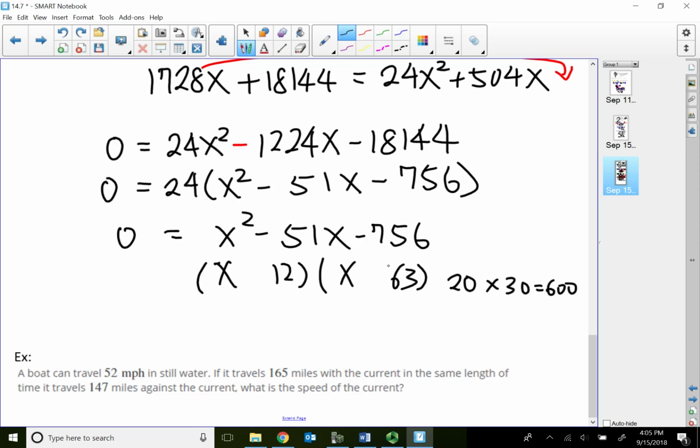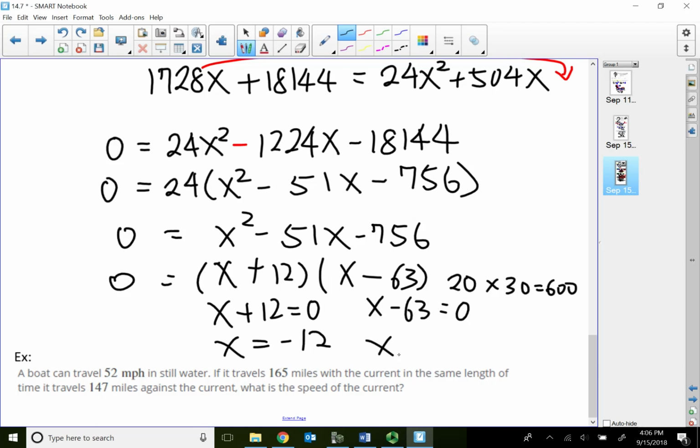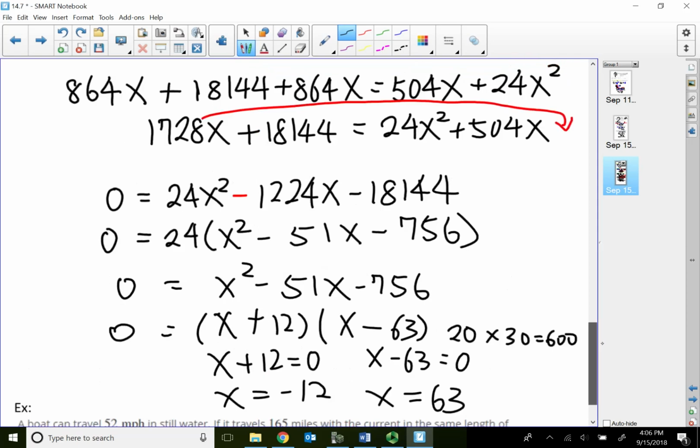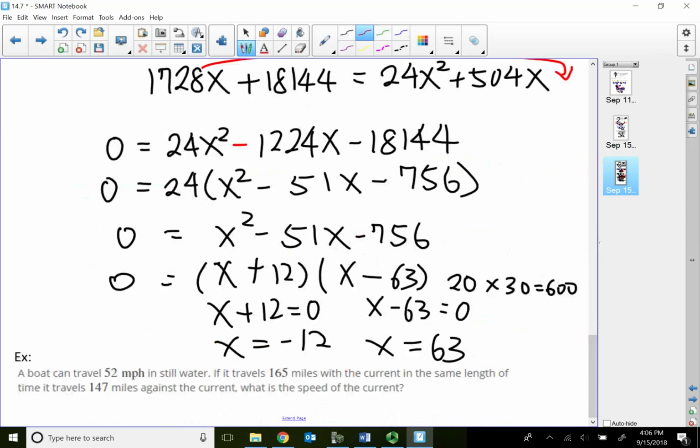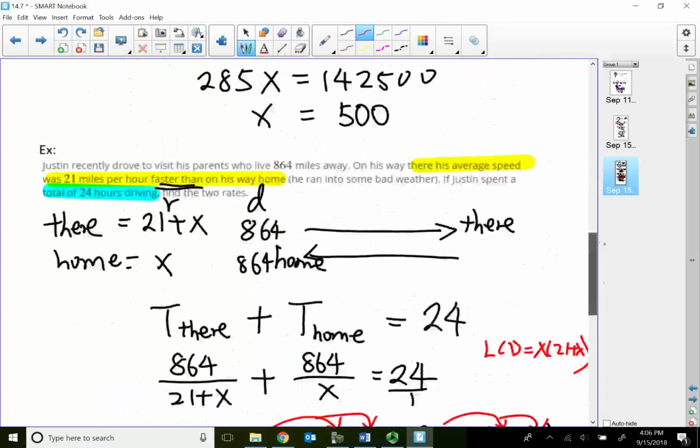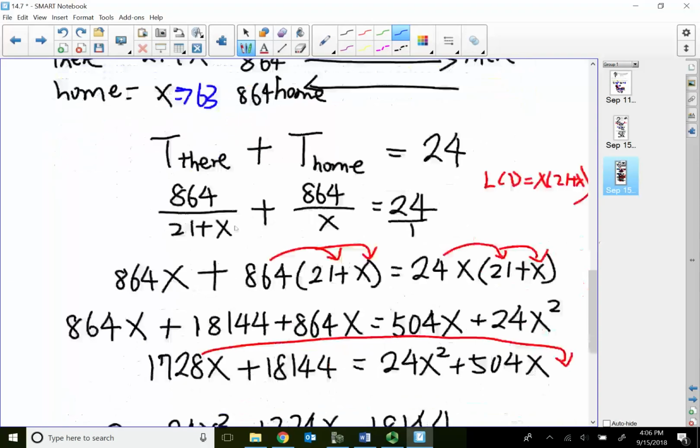It needs to be negative 51 in the middle, so that's negative 63 and positive 12. Set each factor equal to 0. I know my x equals negative 12, the other x equals 63. My x is representing speed, which cannot be negative, so I cannot use negative 12 for the answer. Find the two rates. x is 63, so the other one is 21 plus 63, which is 84. So that's the speed on the way there and on the way home.